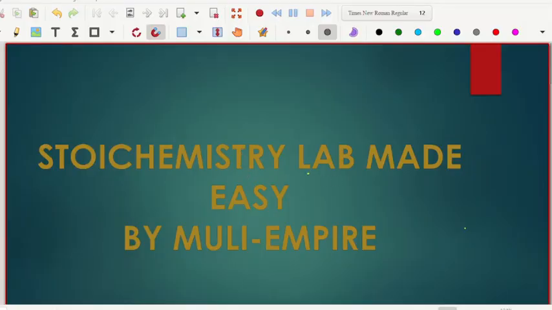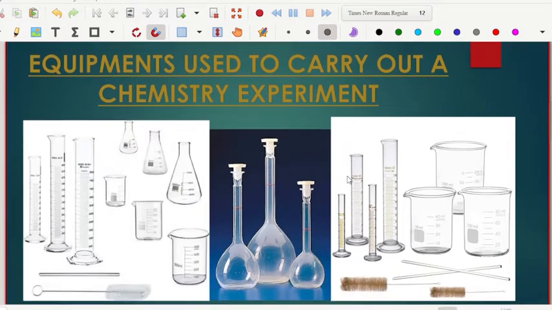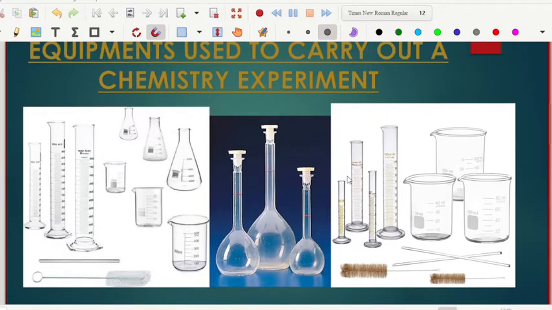So today's lesson I'll be teaching you how you can go about a lab for stoichiometry, or the theory part of stoichiometry, because the same concept is applied. These are the equipment you should be using when you're carrying out the chemistry experiments. So you need to know how to use this equipment.